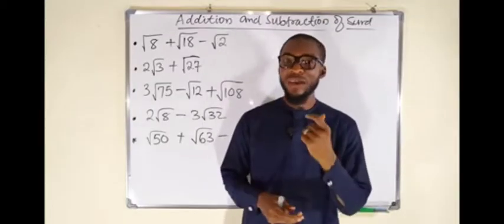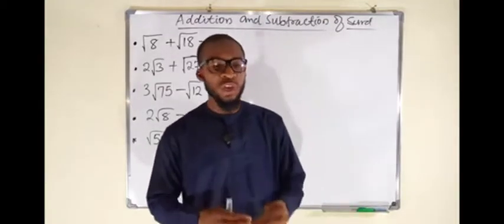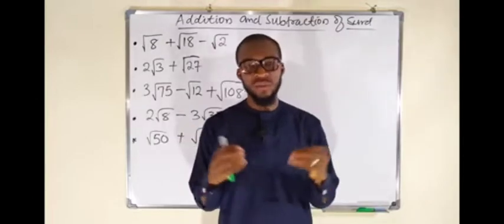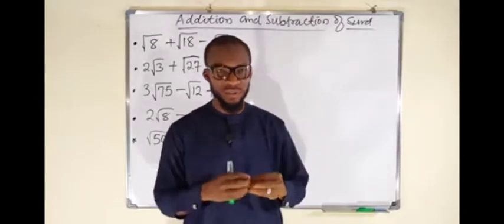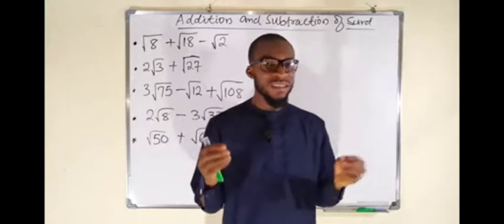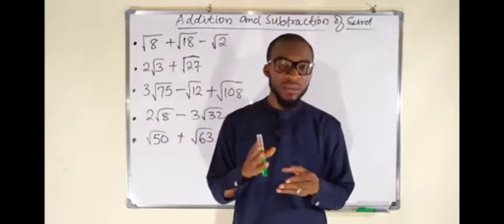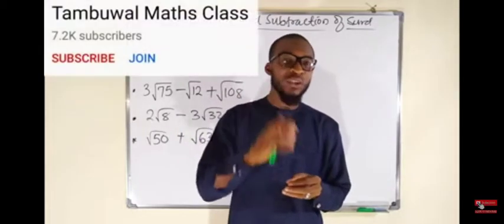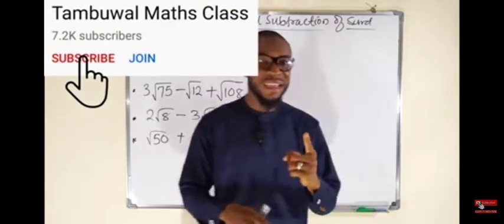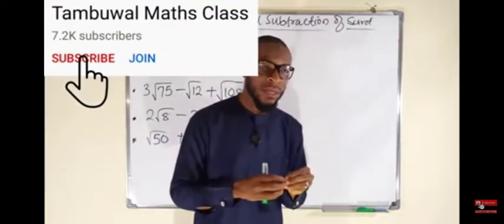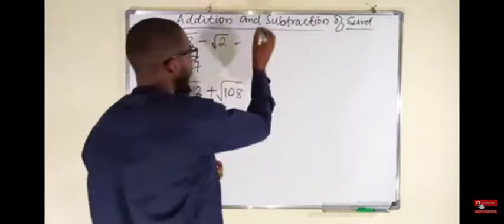Remember in our previous lesson, I told you you can only add or subtract similar surds. And what are these similar surds? Two or more surds are said to be similar if and only if those rational numbers under the radical sign are exactly the same. So let us start with the first one here.